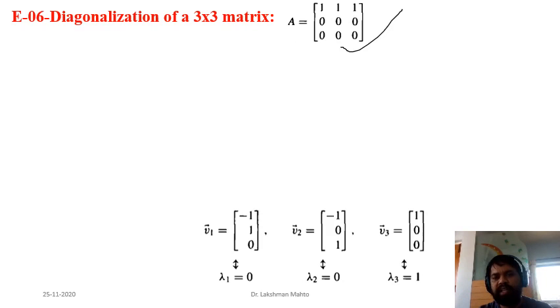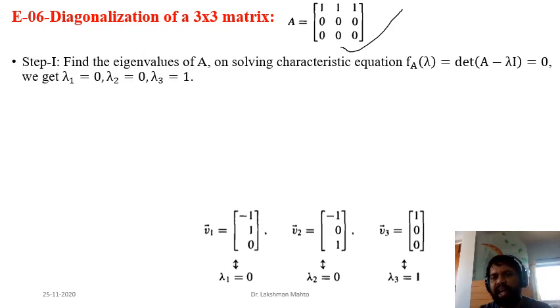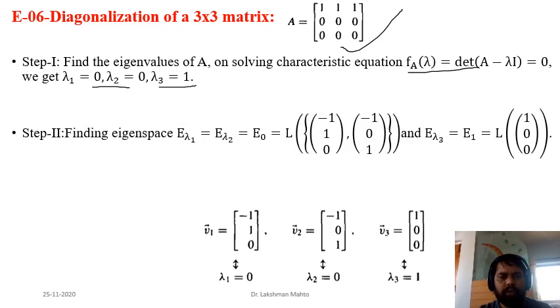I have taken a few examples here, the same examples, a 3 by 3 matrix. First step: find the eigenvalues. It has actually two eigenvalues. 0 is repeated, coming 2 times. That means the algebraic multiplicity of eigenvalue 0 is 2, and the algebraic multiplicity of eigenvalue 1 is 1. With respect to eigenvalue 0 you get the eigenspace, and luckily the eigenspace associated with eigenvalue 0 is a two-dimensional space.